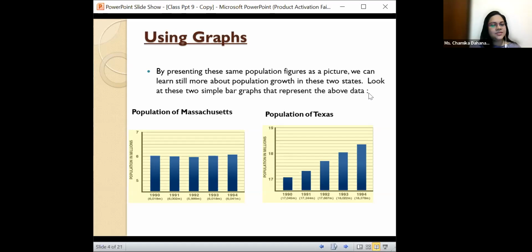Now, we did three separate things, right? What are the three separate things we've done? First of all, we looked at a text description. Then we looked at a table and then we looked at graphs. Now compare all three of these in your mind. Which one do you think is the easiest and the most powerful visual information that attracts people into your writing?